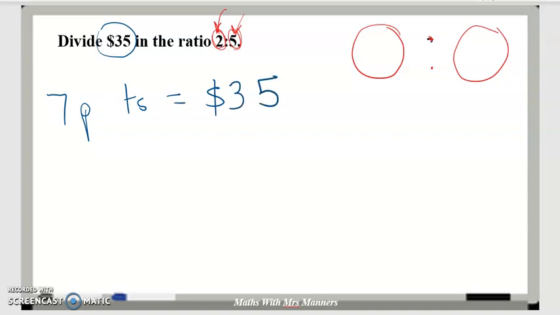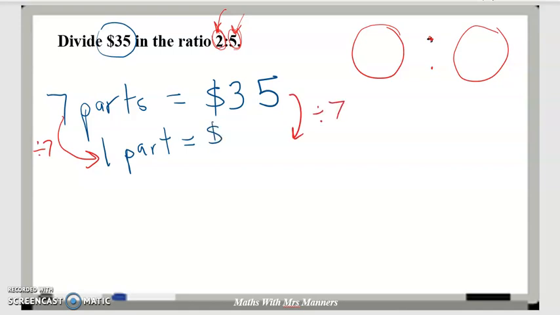My writing gets better and better. Yep, so we've got the 7 parts equals $35, and from there we can work out what we call 1 unit. That's why it's called the unitary method. We're going to be working out 1 part. So if 7 parts equals $35, to get to 1 part, I would just divide by 7, and whatever I do to one side, I do to the other. So we will get that 1 part, well, 35 divided by 7 is $5.